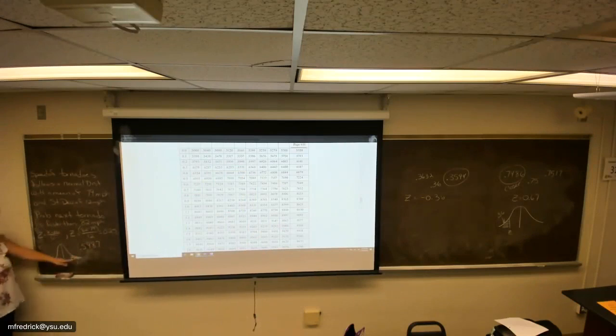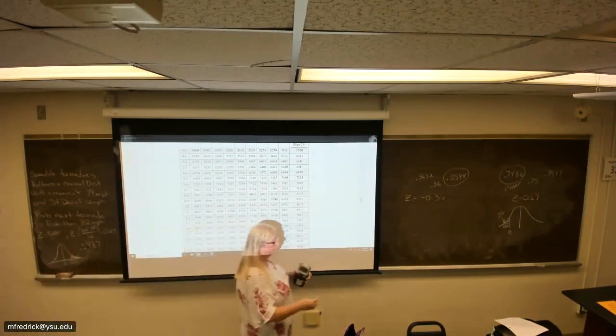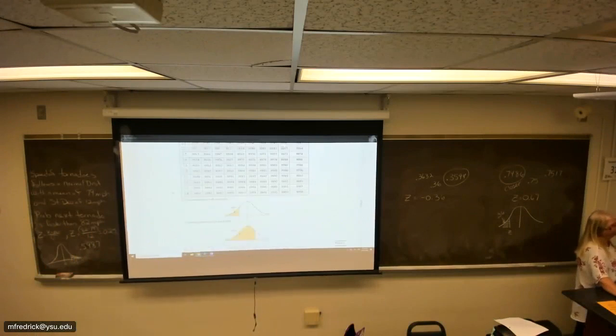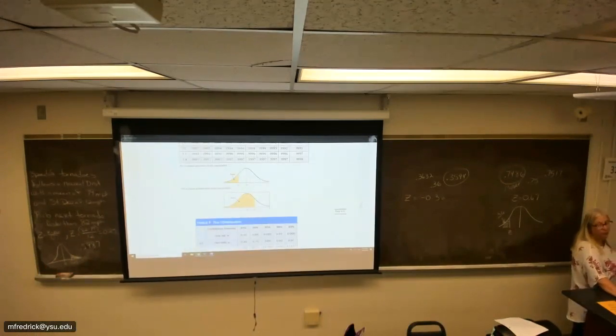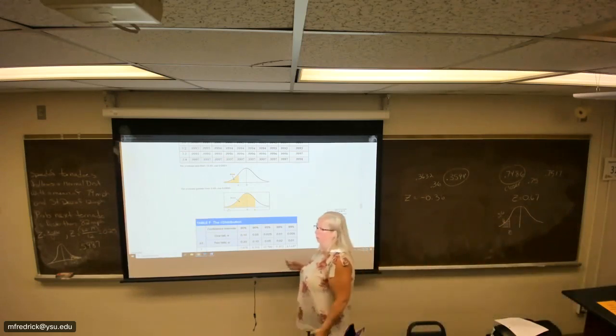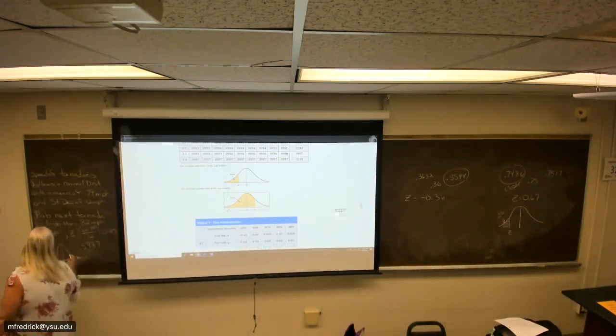Now, is that the shaded area or the area that's not shaded? Think about the normal curve. It's below. So when we look under here, it's giving us below our Z value. How do we get above? Subtract it from 1.